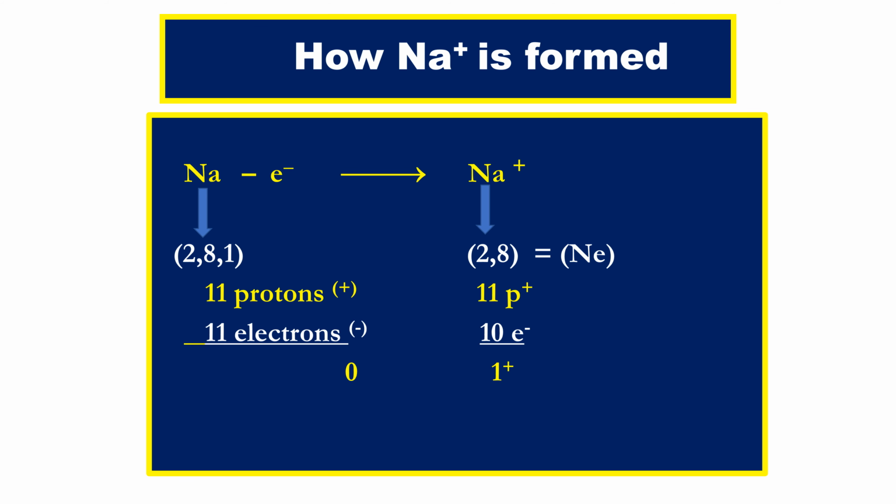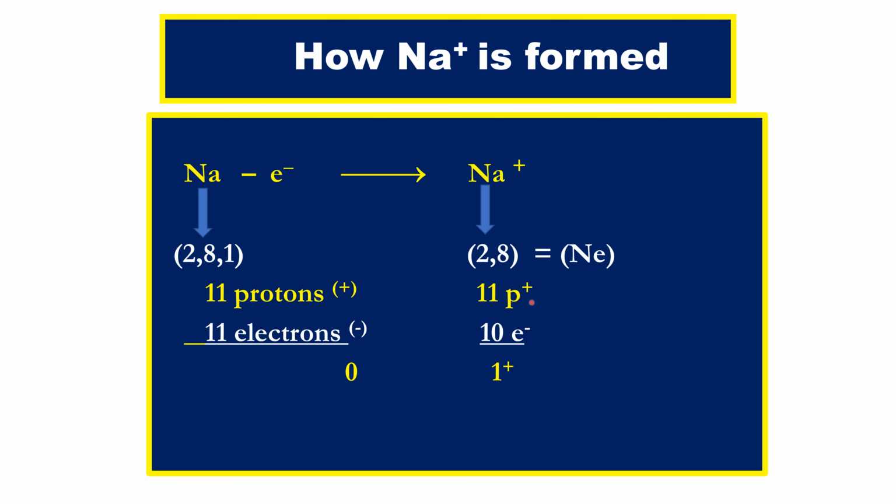Let's look at how sodium ion is formed. Sodium atom has electronic configuration 2, 8, 1. So it has one electron in its outermost shell. Sodium has atomic number 11, so it has 11 protons and 11 electrons. So, positive and negative will cancel each other, so the overall charge is then zero. But when sodium loses one electron that it has in its outermost shell, it will become sodium with a positive charge. And the electronic configuration will be 2 in the first shell and 8 in the second shell. This electronic configuration corresponds to that of neon. So, sodium with a positive charge has 11 protons and 10 electrons.